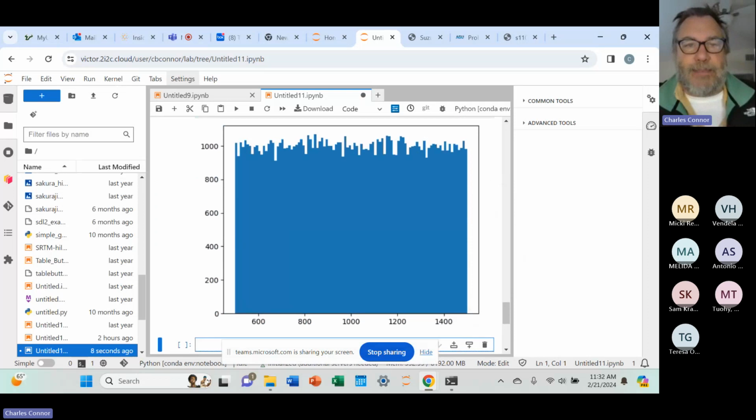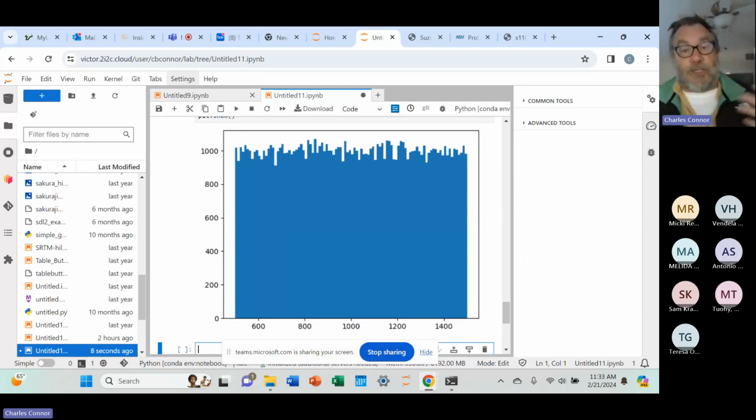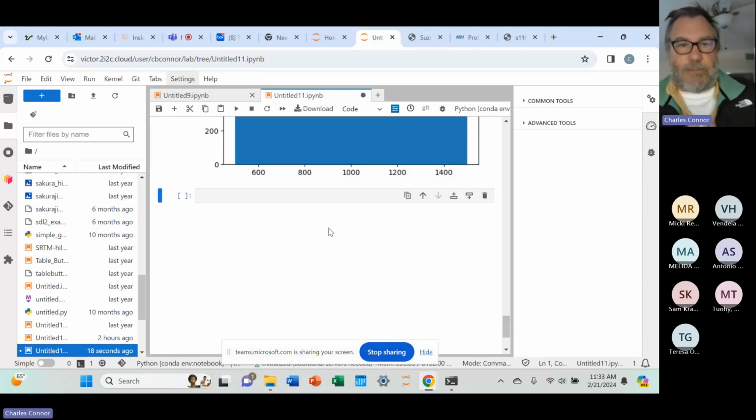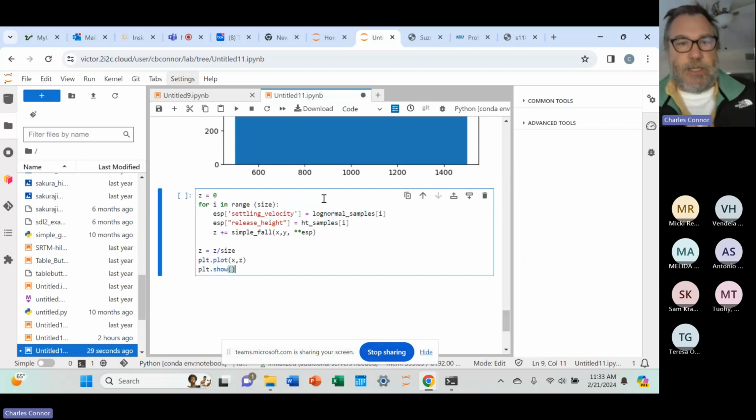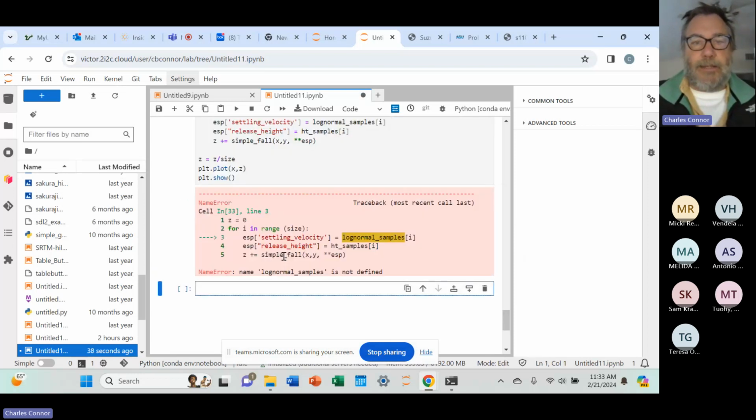If I plot that up, there's my distribution of release heights. So instead of the particles being released in a point source at the top of the column, they're being released essentially in a line source. When I do that, all I have to do is change one thing in my code: instead of just assigning the settling velocity, I can also assign the release height, and I can run that.